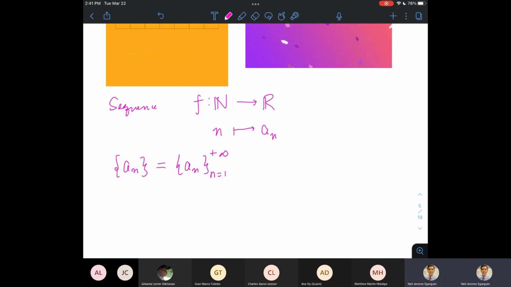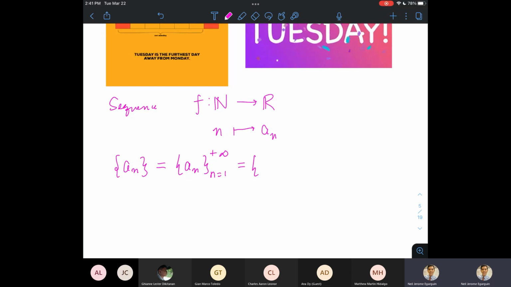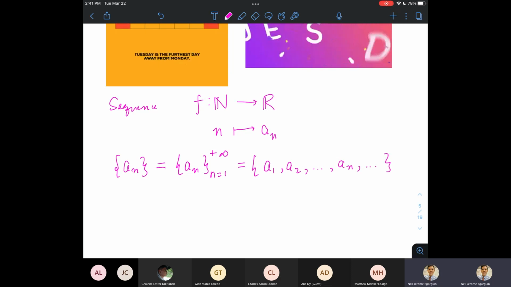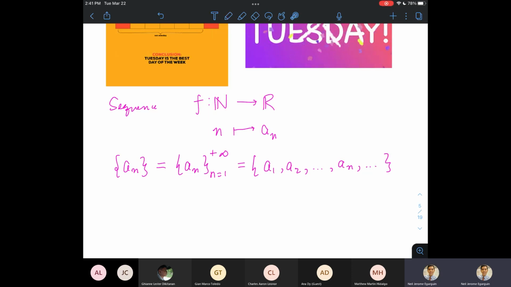Then another way is to list down the first few elements of the sequence and then stop when the pattern is apparent. All right. So pwede mo isulat A1, A2, A3, and so on. So pwedeng may A yan dyan, tapos dot, dot, dot. Okay? Now, we are listing it. Iba siya dun sa set notation.